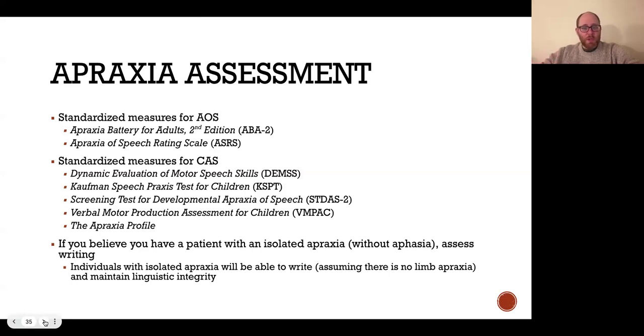Another thing that you could do, if you're having a hard time figuring out whether this is an apraxia or an aphasia, and you think it's just an apraxia without an aphasia but you're not 100% sure, is test their writing. The reason for that is, unless they have a limb apraxia, and assuming there's not, someone with just a verbal apraxia is going to be able to write fluently, and that won't be impacted unless there's another issue. So if they have an aphasia and they do have an expressive issue, their writing will be impacted as well. If it's just apraxia without any other issue, they should be able to write fluently.